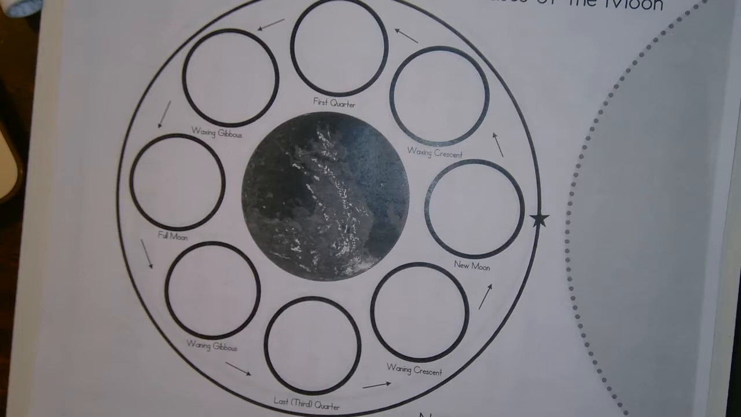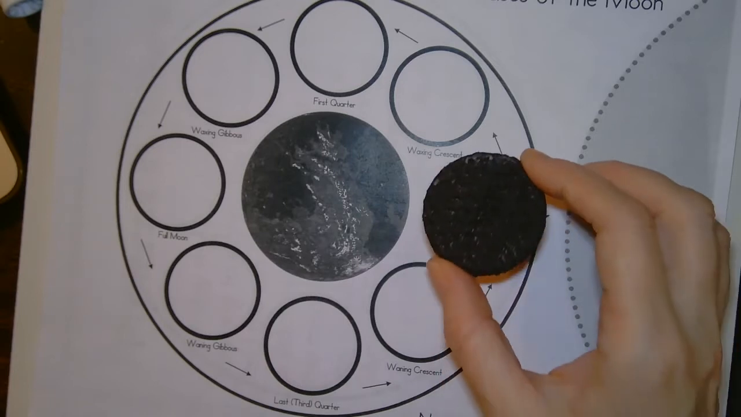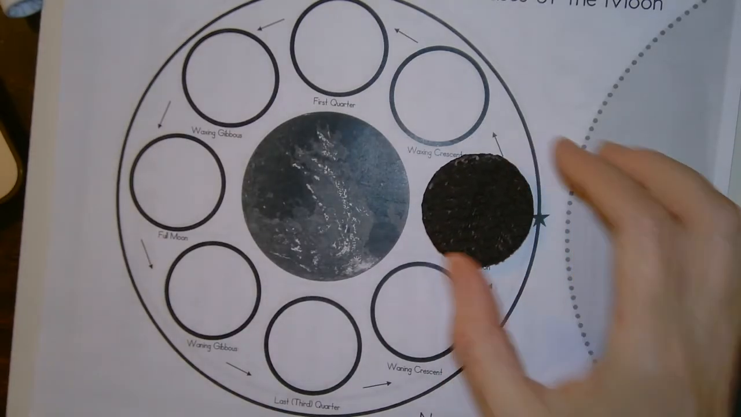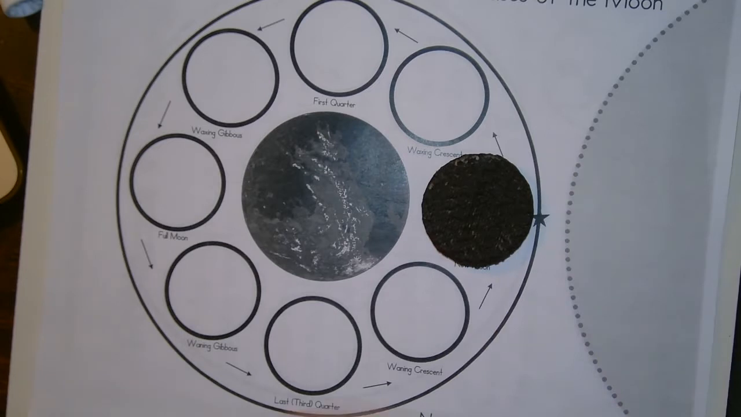And so in that case, I want you to have taken an Oreo, and you can split it in half, and then the half that doesn't have any of the frosting on it is like a new moon, and you can put that right there. So if you want, I can show you how I did that.